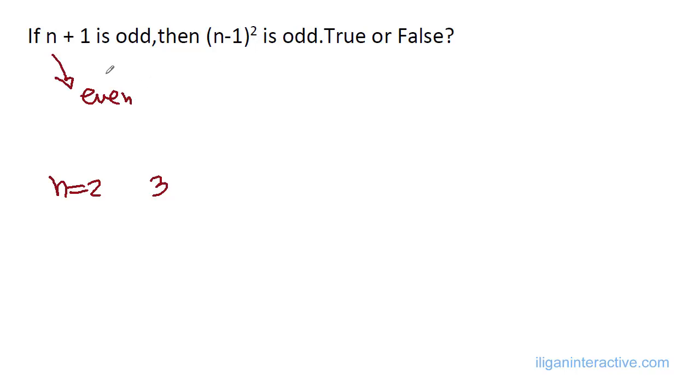Well, if n is even, then n minus 1 will clearly be odd, right? And the square of an odd number is odd. For example, if n is equal to 2, n plus 1 is 3, and n minus 1 squared will be 1 squared, that's 1. If n is equal to 4, n plus 1 is 5, n minus 1 squared will be 3 squared, that's 9. From here, we can then say this is a true statement.